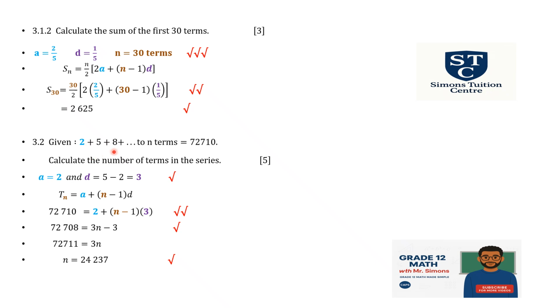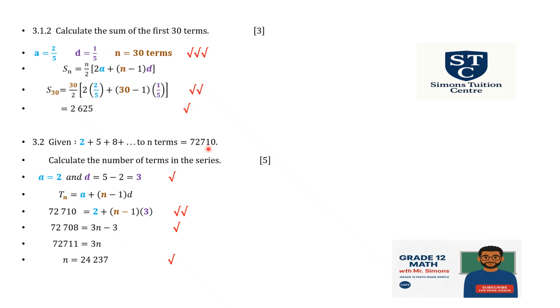Given 2 plus 5 plus 8 plus up to n terms equals 72,710. Calculate the number of terms in the series. Right, so Tn, the last term, is 72,710. A being 2, D is 5 minus 2, term 2 minus term 1, which gives me 3. So Tn equals 2 plus n minus 1 times 3. 3 times n gives me 3n. 3 times minus 1, negative 3.